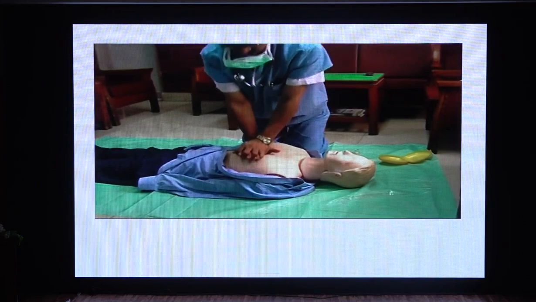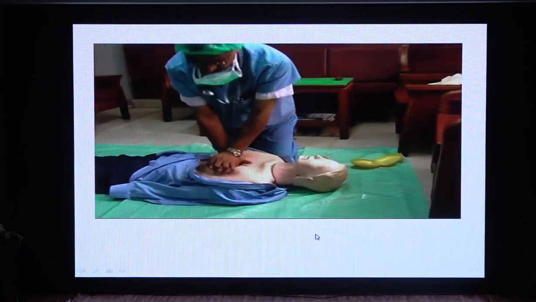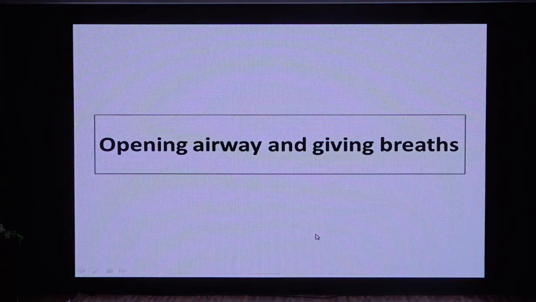Clear? So along with that, I want to emphasize that one is that you're giving compression only CPR. Compression only CPR is where you do not want to give breaths to a patient, right? So you're only providing compressions to the patient. How many compressions? 100 to 120 per minute.